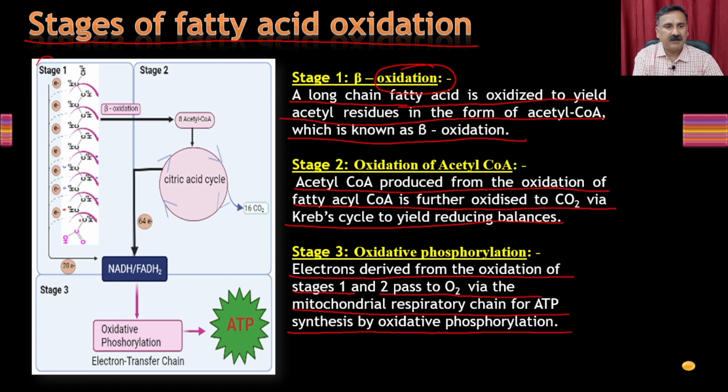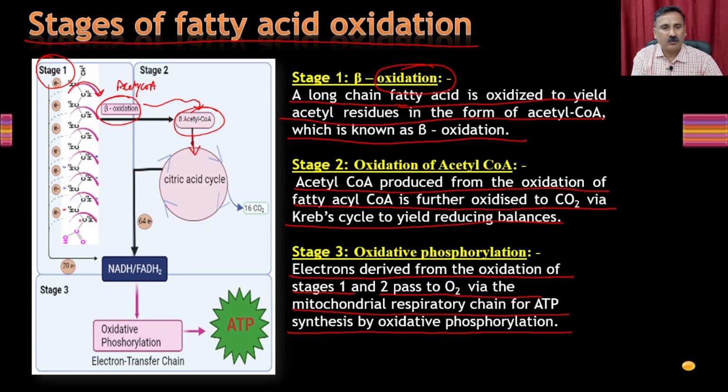So what will happen is that in stage 1, you have beta oxidation, which means that after every second carbon, the fatty acid is broken down, and that generates acetyl CoA. This acetyl CoA is produced in the mitochondria, and it is going to enter the Krebs cycle. Remember that pyruvate is also converted into acetyl CoA, and that's why acetyl CoA will enter the Krebs cycle and form citric acid. And that's how it produces carbon dioxide, right?